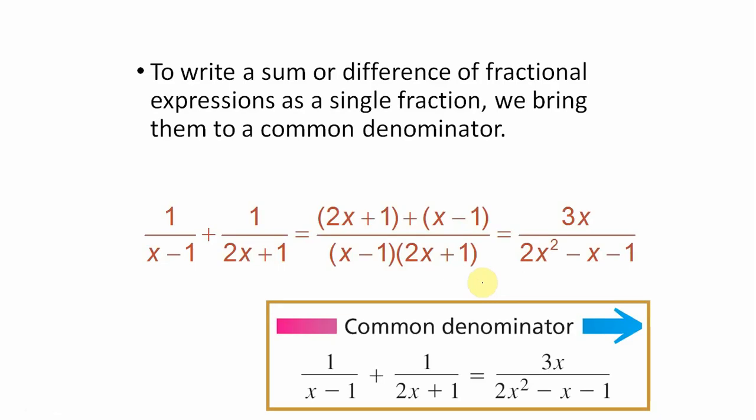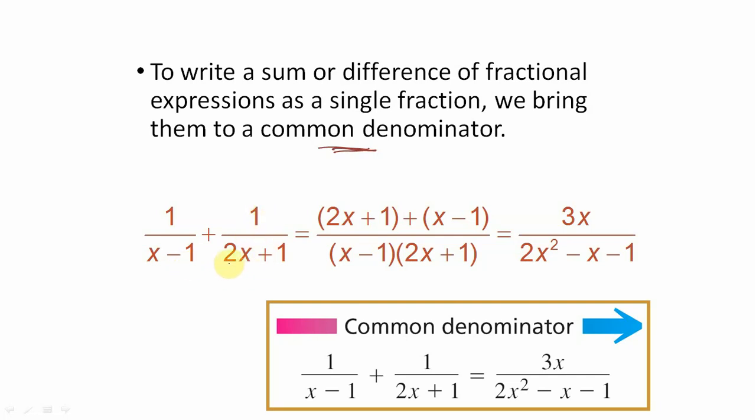First we'll understand what partial fractions are, and then we'll see a number of examples of how to find them. Say I have two fractional expressions given to me. To write a sum or difference of fractional expressions as a single fraction, we bring them to a common denominator. We find the LCM of them. So suppose I have the expressions 1 upon x minus 1 and 1 upon 2x plus 1.